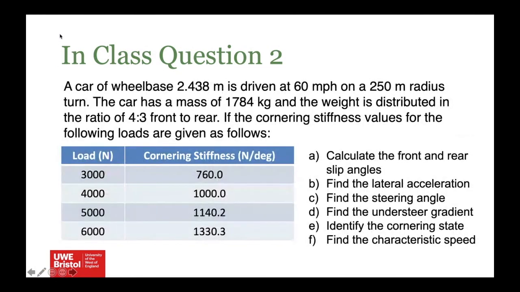Then we've got corner stiffness values for the following loads given below. The question asks what are the front and rear slip angles, the lateral acceleration, steer angles, understeer gradients, cornering state, and the characteristic speed. And what I will do is produce a video of the solution to this question.